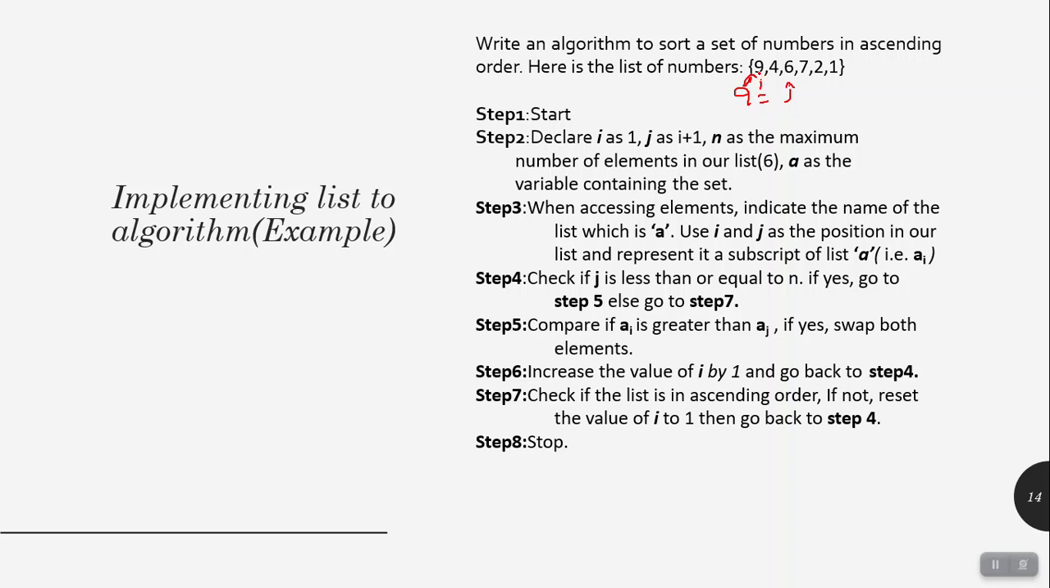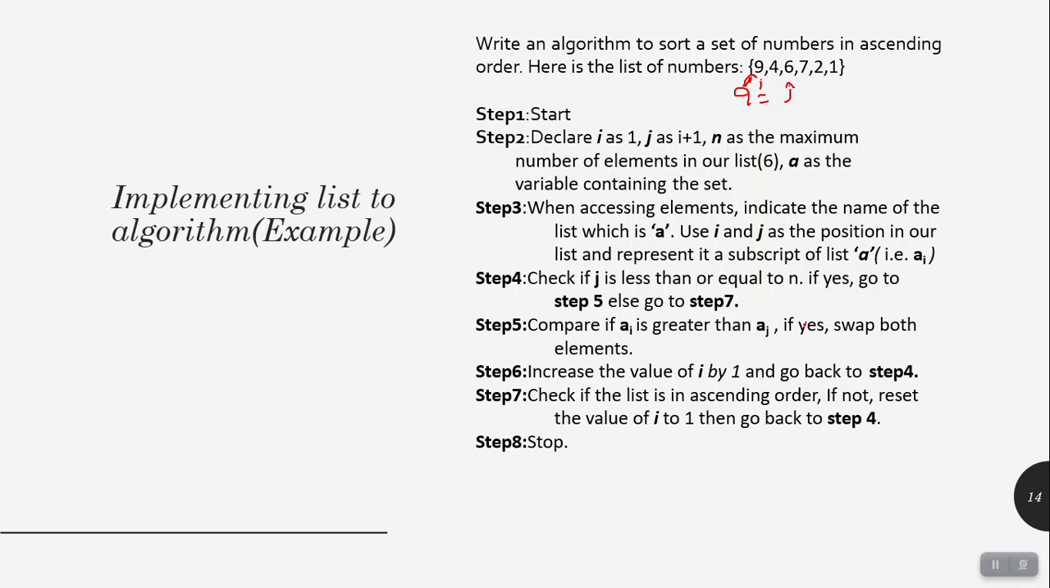Okay, and then step 4, check if j is less than or equal to n. If yes, go to step 5, else go to step 7. And then step 5, we will compare if A sub I is greater than A sub j. As you could remember, j depends on the value of I, and then we add 1 to it. So if A sub I points to 9, then A sub j points to 4. We will compare which of these two numbers is greater than the other.